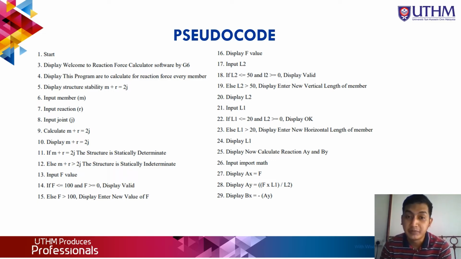After that, we display the F value, and then we input load 2. Load 2 must be less than or equal to 50, and more than 0. Then display load 2 and input load 1. And this is all the same process until import mat. So display AX equal to F. Display AY equal F times L1 divided by load 2. Then display BX.